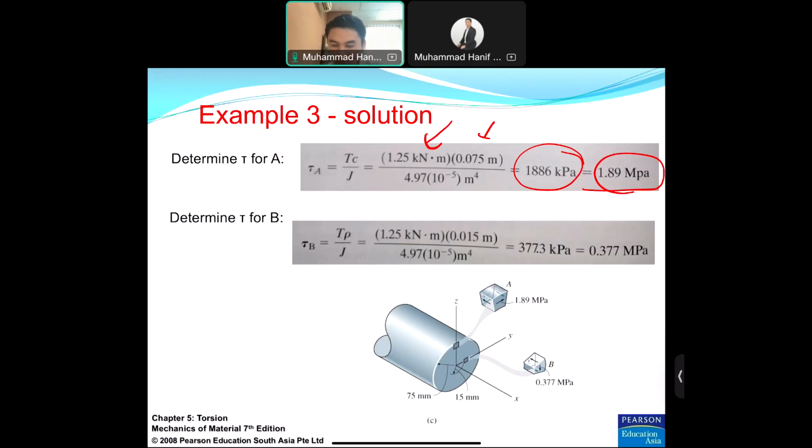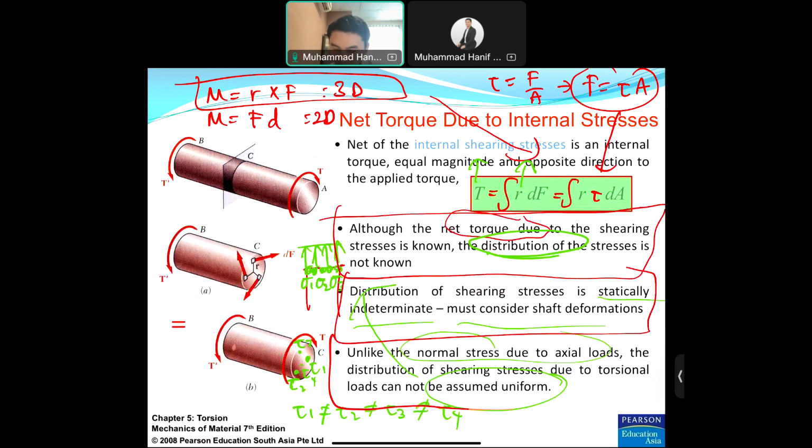So this is the thing that you have to remember. The distribution of the stress is not known, okay? And the last one is the distribution of the shear stress due to torsion cannot be assumed uniform. So it's not similar to axial load. In axial load every single point has the same value of stress, but the torsional load has a different value of stress for each location. So you have to remember it depends on the radius. So tau is depending on the radius.